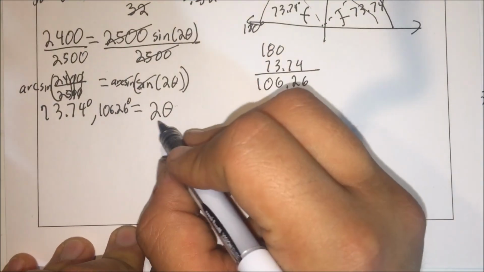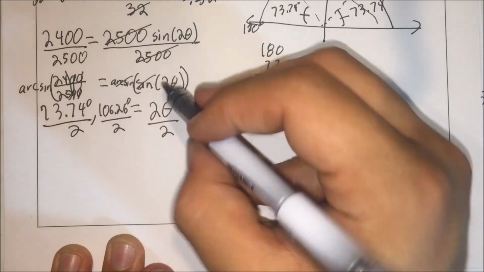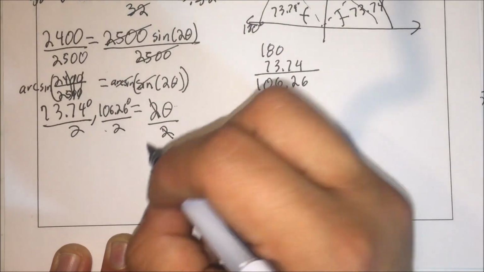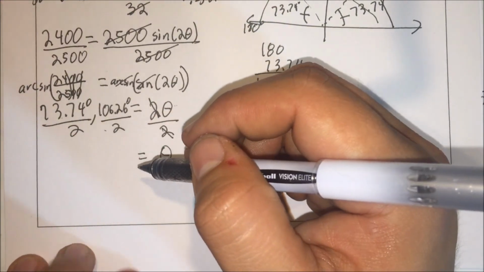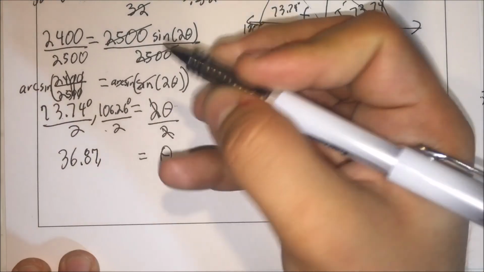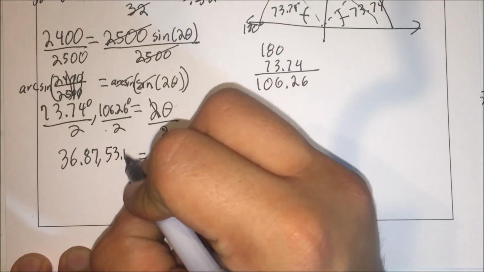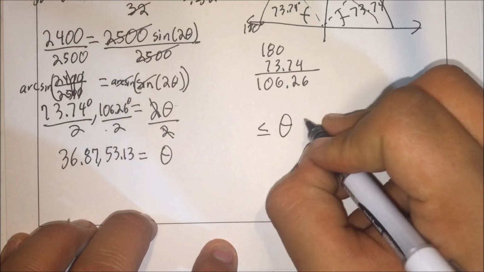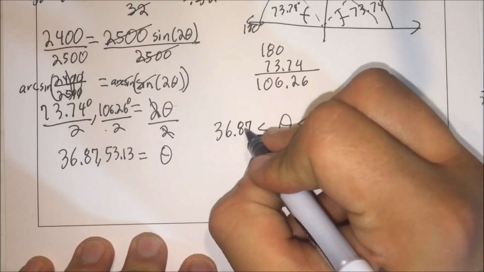Alright, now we divide both sides by 2. Because we have two angles, we have to think of them as two solutions, so we have to divide both by 2. 73.74 divided by 2, well, that's just 36.87. And 106.26 divided by 2, that's 53.13. And so what that tells us is that the angle we want is between 36.87 and 53.13.